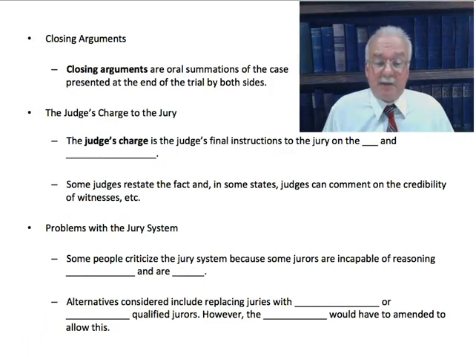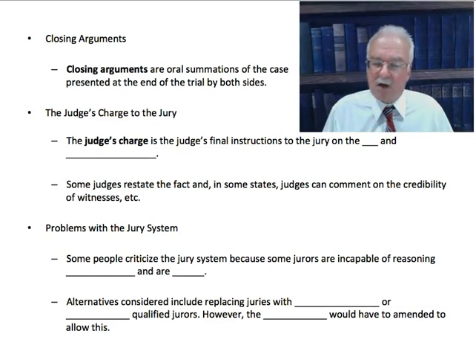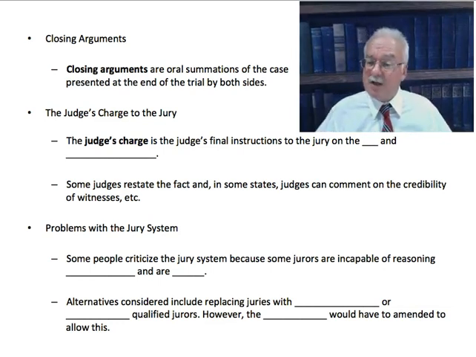All right, closing arguments. After all of the witnesses from both sides are heard and cross-examined, then closing arguments are done. Closing arguments are oral summations of the case presented at the end of a trial by both sides. So the prosecution gets to do a closing argument and the defense gets to do a closing argument, where they pretty much restate their case or they state why the other side's case is flawed. After that, the judge will charge the jury.